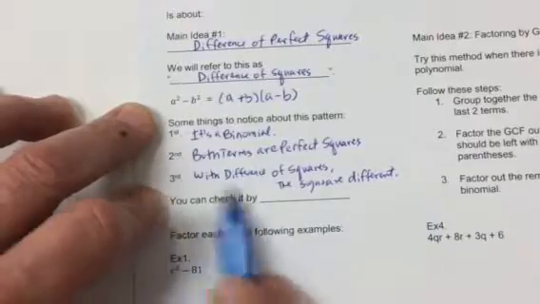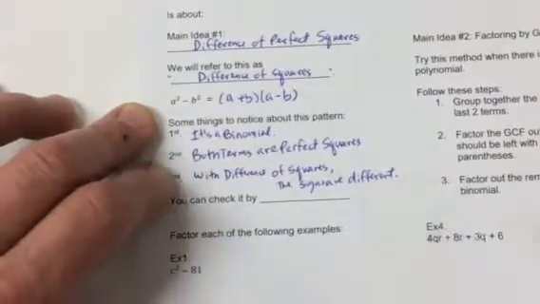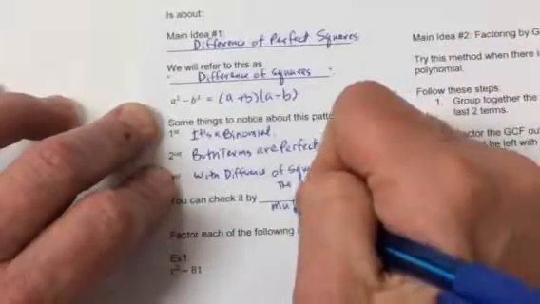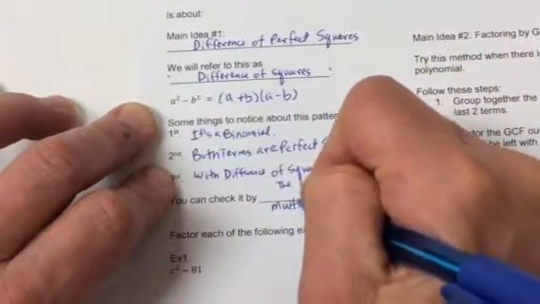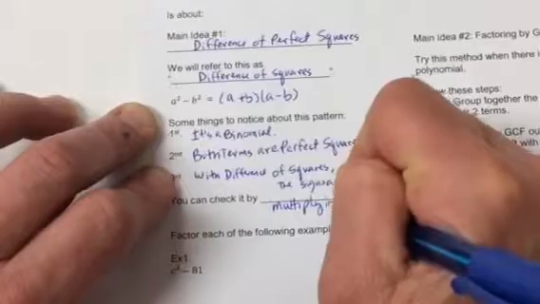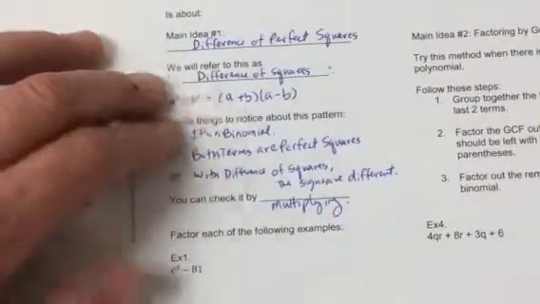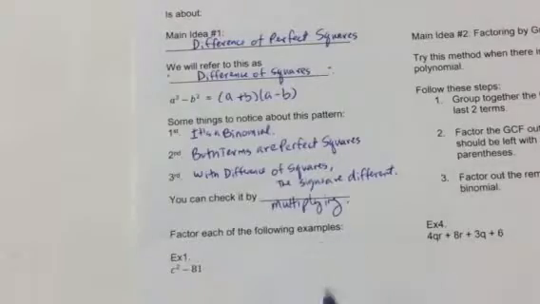Also, one thing I do want you to always remember is whenever we're factoring, you can always check by multiplying or by distributing. So let's just put multiplying. Check by multiplying what you have back out. Okay, so let's look at some examples with this.